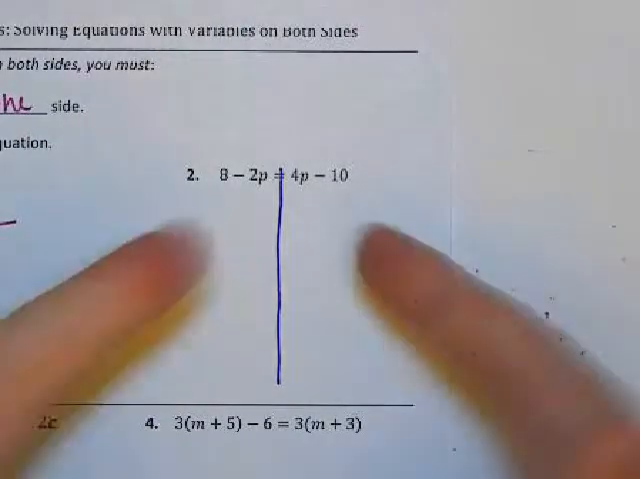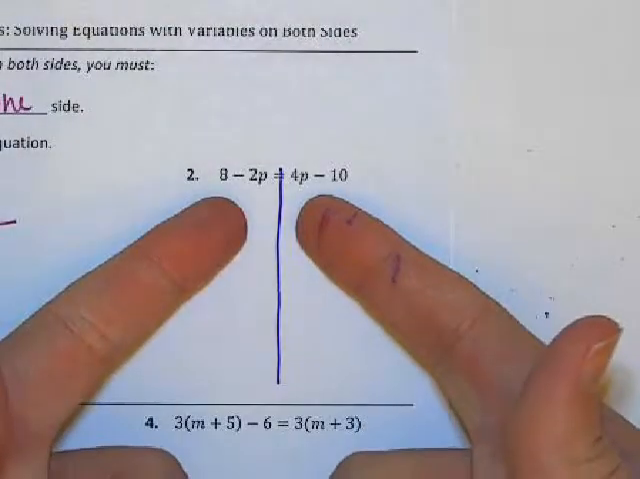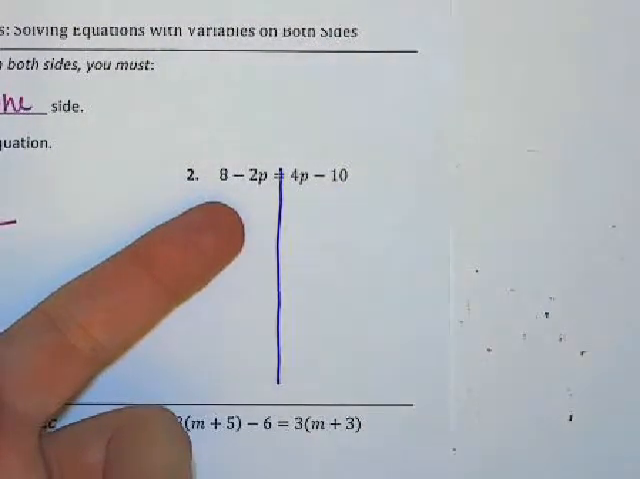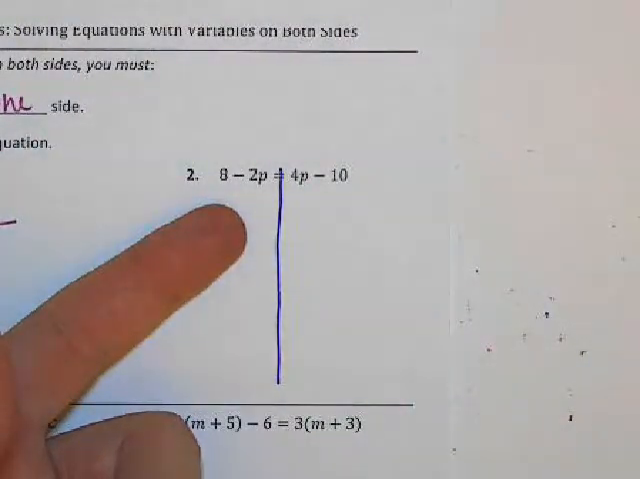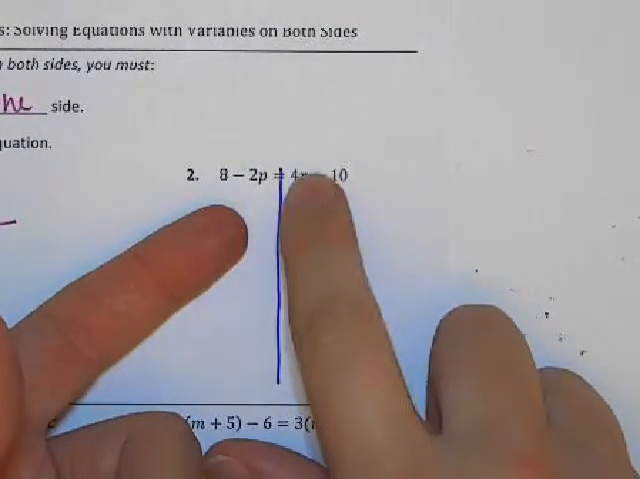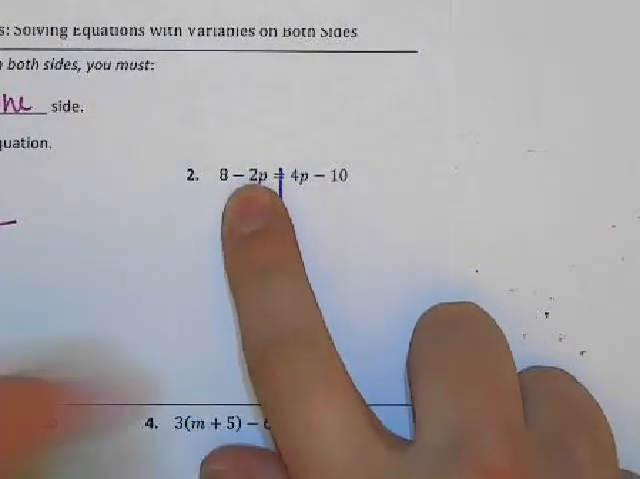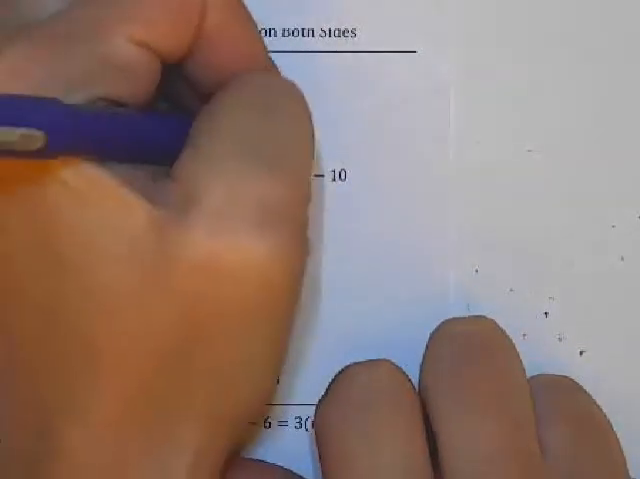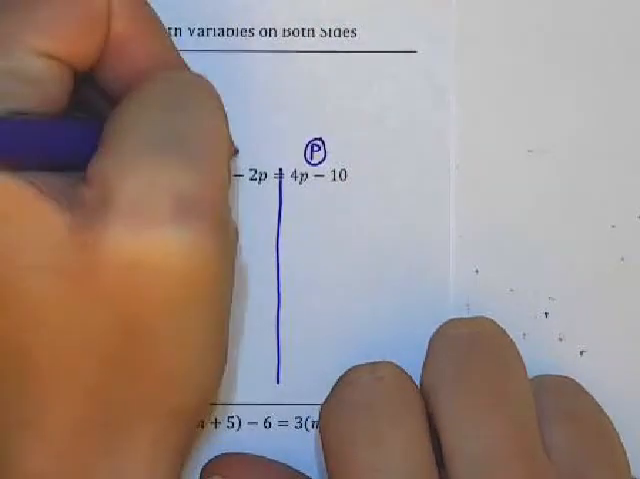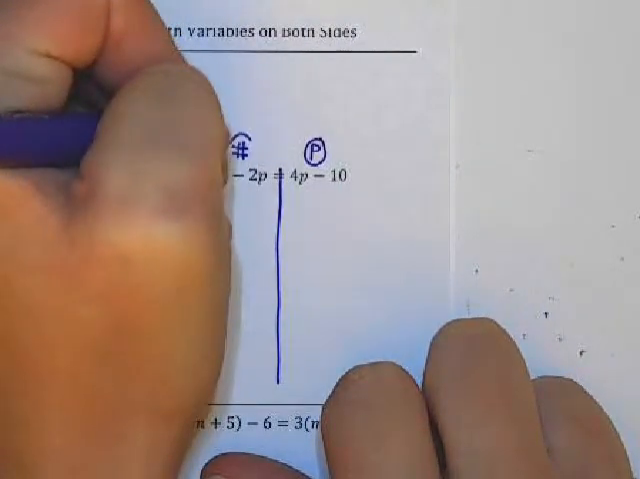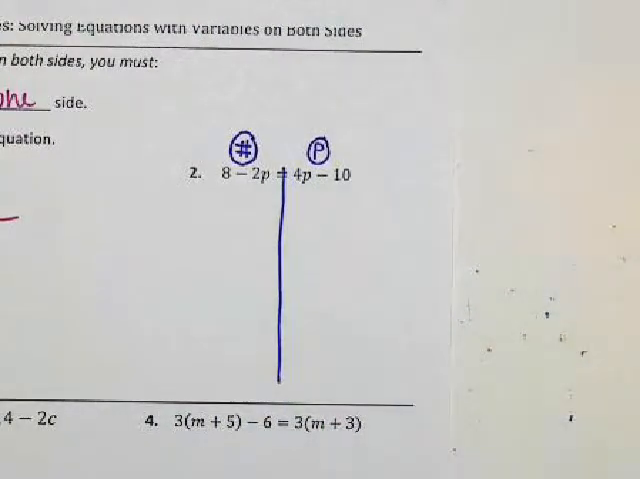Okay. So I've got variables on both sides. Now I got to get all my variables to the same side and all my numbers on the other side. So which p is bigger? Is 4p bigger or is -2p bigger? 4p. So that's going to be my p side. This is going to be my number side.